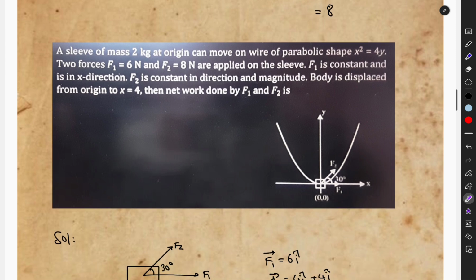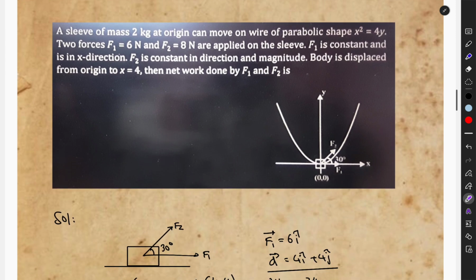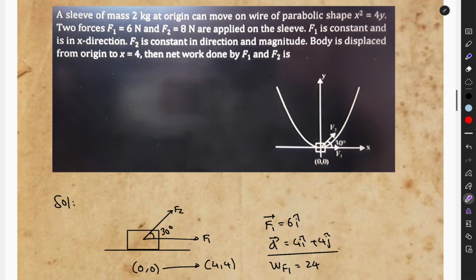These are easy problems, and these are certainly asked and inspired from JEE Mains questions. So we will be seeing JEE Mains questions also in a few minutes. Just wait.